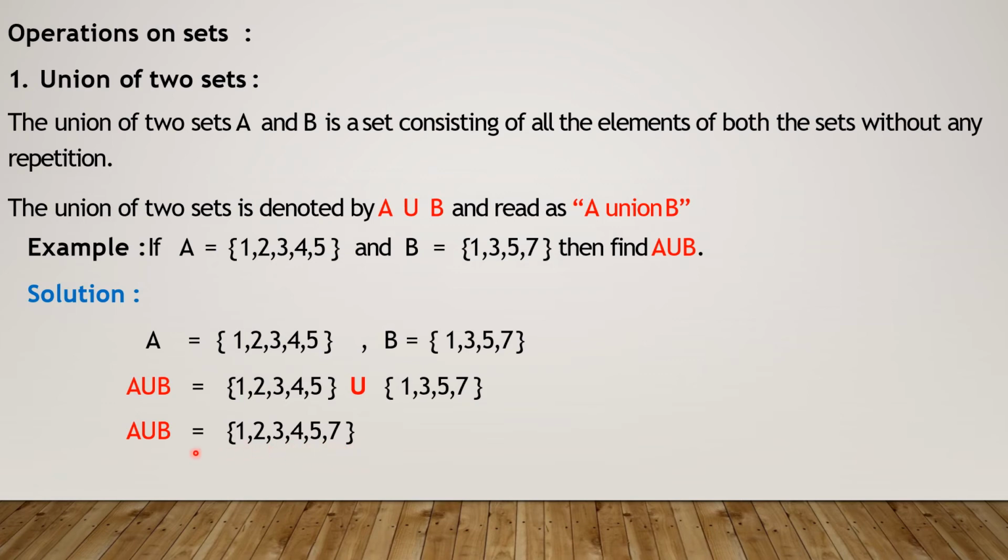Students must remember, in union or in any set, there should be no repetition of number. We will not write here 1 twice. 1 is there, 1 is there, but we will write only once 1. 3 is here, 3 is here, but we will not write 3 two times. We will write 3 only once because in set we don't have any type of repetition.